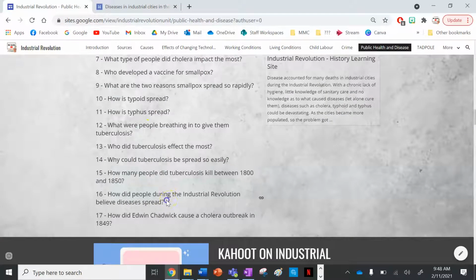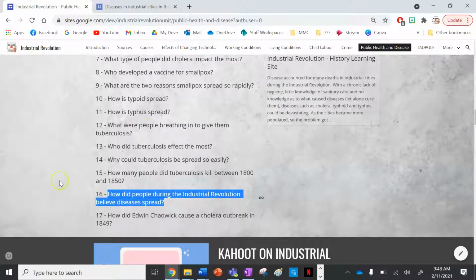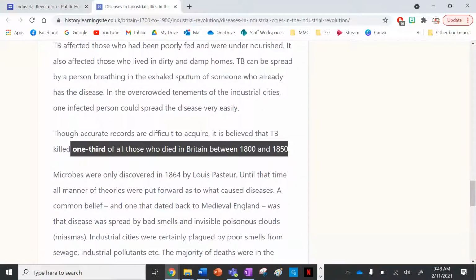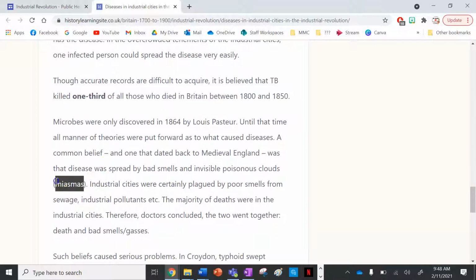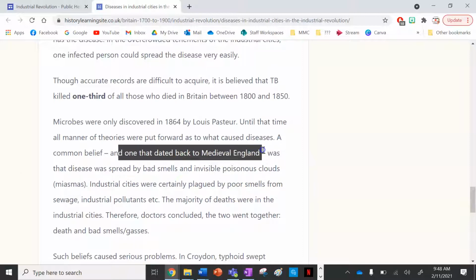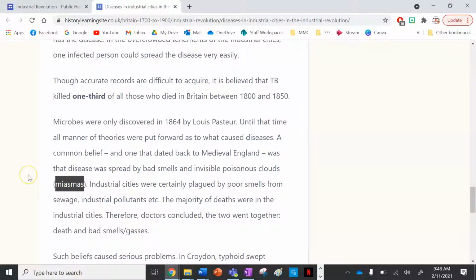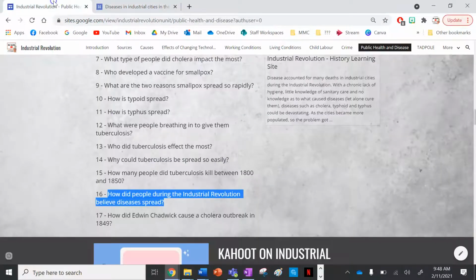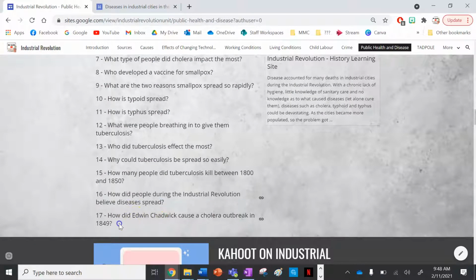That's a lot. Number 16, how did people during the Industrial Revolution believe diseases spread? Here, they believed they spread in poisonous clouds called miasmas, and this dates back to the Black Death during medieval England as well. So they thought there were just these poisonous clouds floating around, and they called them miasmas. So that's the answer for number 16.